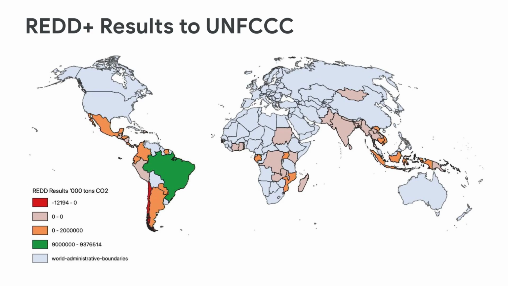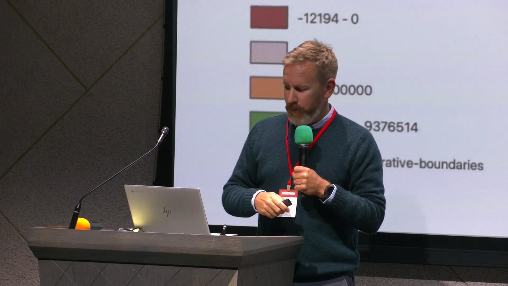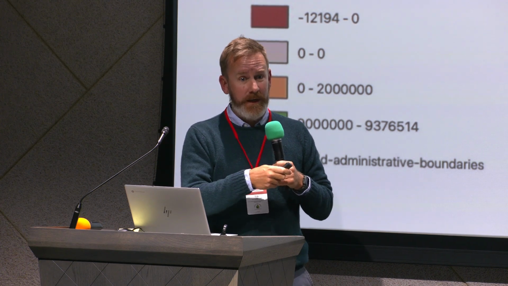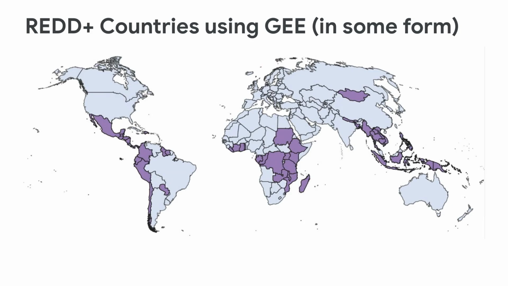But all the other countries are there as well, and then some are preparing to produce this information, REDD Plus results. But still, all these countries are using that satellite information to generate these results in some way. These are the REDD Plus countries that we think are using Google Earth Engine in one way, shape, or form, whether it's just using the GEE code editor or whether it's using tools and platforms built on top of GEE.